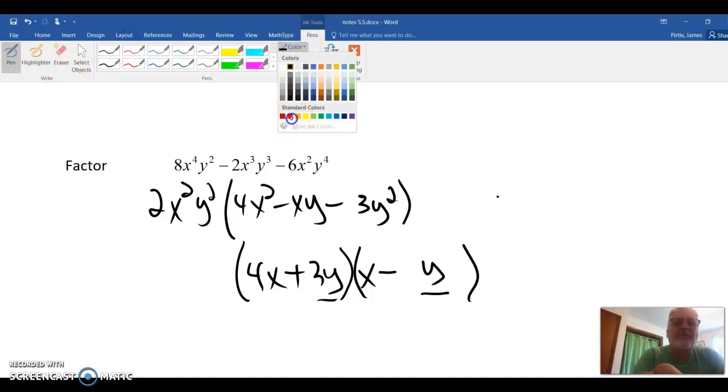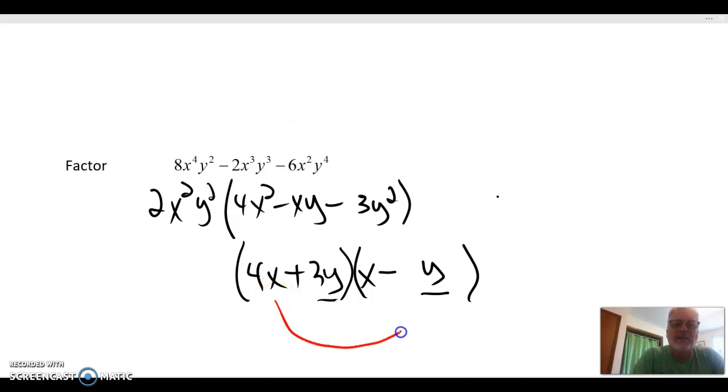But okay, so all you have to do is check the outside and the inside. The outside gives you negative 4xy, and the inside gives you positive 3xy, which does give you negative 1xy. Okay, so that's factoring on that one. I know that one's kind of hard because it has a GCF and it has x's and y's, but just practice it a few times and you'll get it.